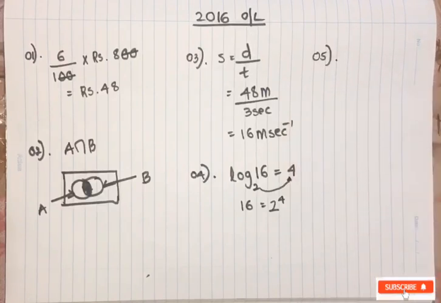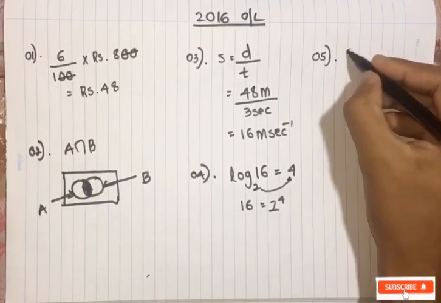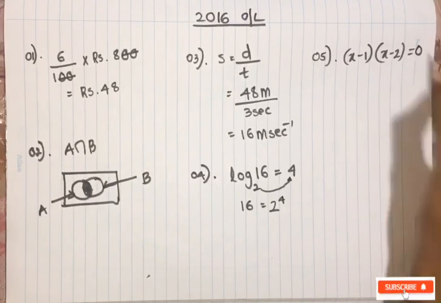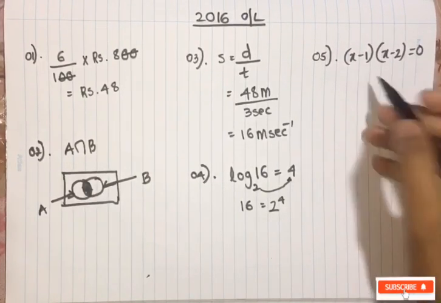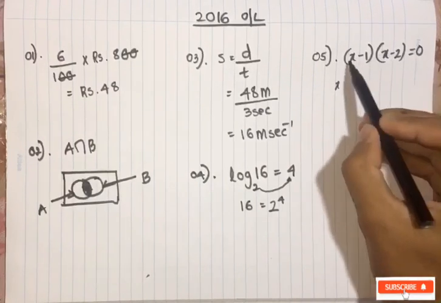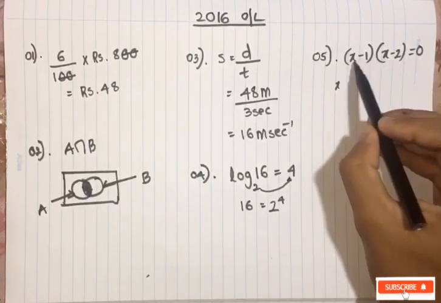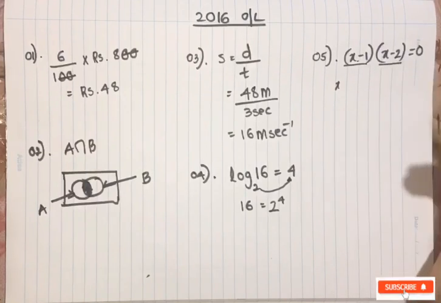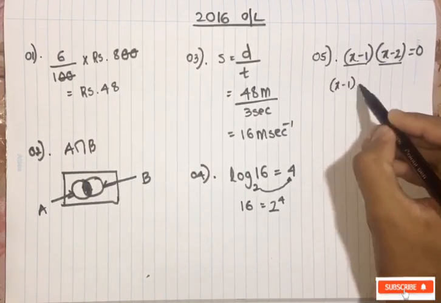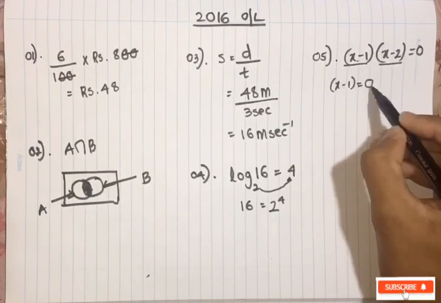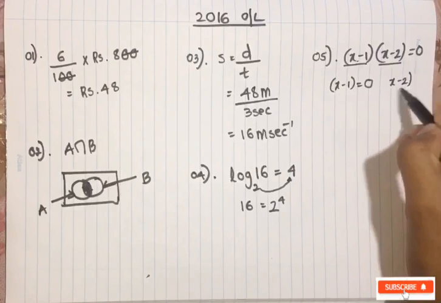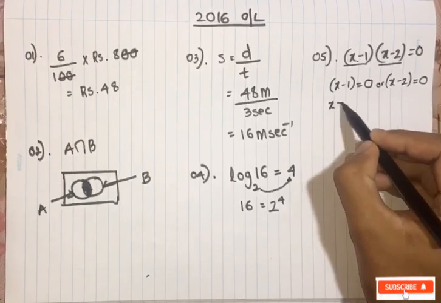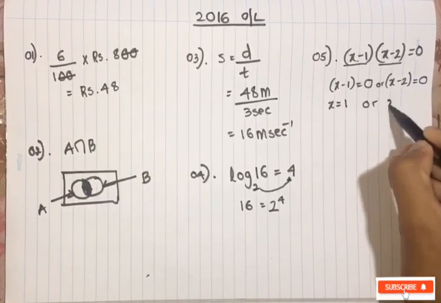So the fifth one, you have to find the values of x, where x minus 1 times x minus 2 is equal to 0. Now here for the values of x you have two answers. These two brackets are multiplications. When they are multiplied, the answer you get is 0. Therefore maybe this part is 0 or maybe this part is 0. You cannot say which part, maybe both. Therefore we'll make this part equal to 0 and also the other part x minus 2 is equal to 0. Therefore when you solve this, you have x is equal to 1 or x is equal to 2.